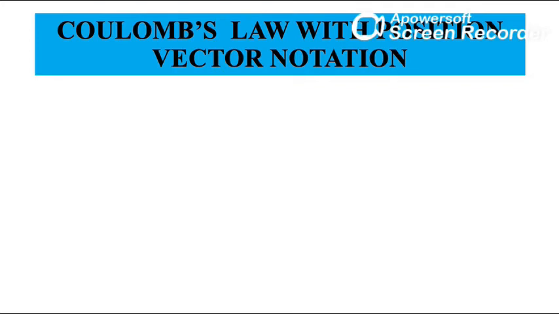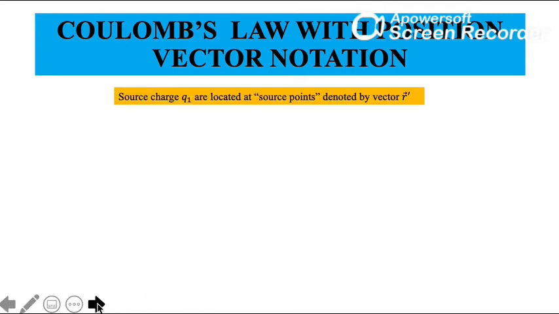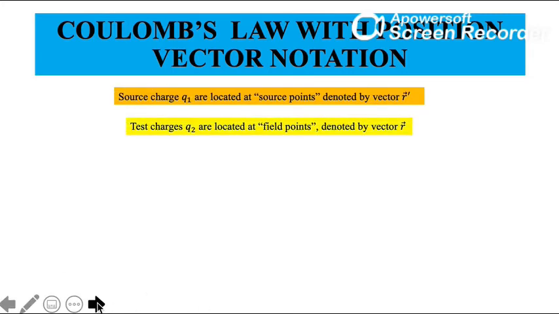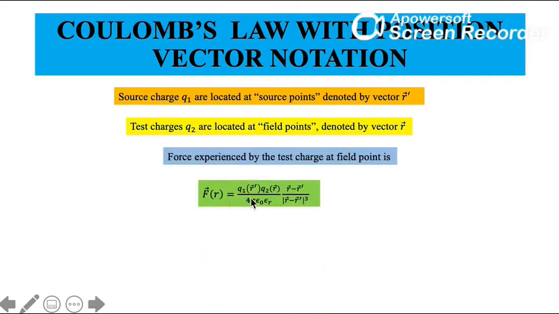So we keep some source charge, and the source charge I'm still labeling as Q1, but I'm specifying the position of the source charge. The position of source charge Q1 is at position R prime. R prime is the position vector from the origin to the source point.